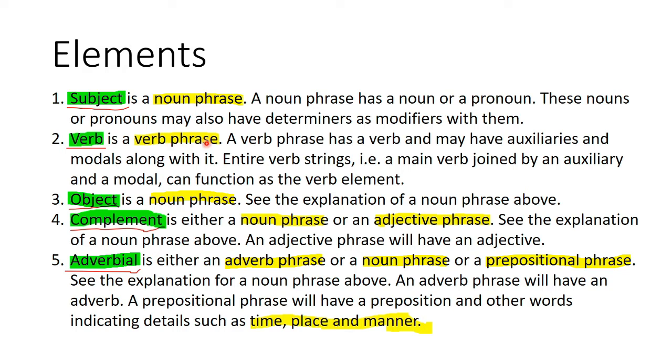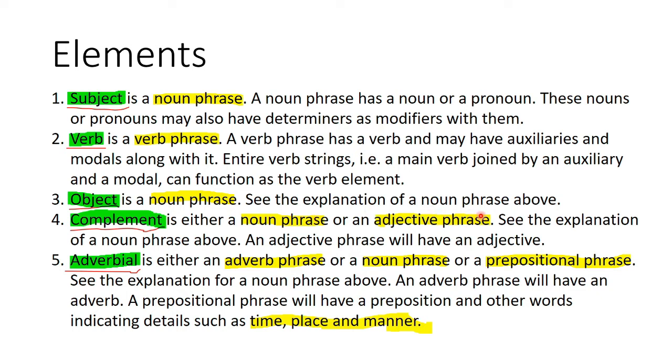Keep in mind that when the main verb is accompanied by auxiliaries and or modals, it is referred to as a verb string. A verb string is also considered a verb phrase and can serve as the verb element in a sentence. Now let's see what an object is. Object is also a noun phrase. Simple as, just like a subject, object is also a noun phrase. However, keep in mind that subject and object are entirely different sentence elements. We will see how each of these elements are different, but let's first see what an adjective phrase is.